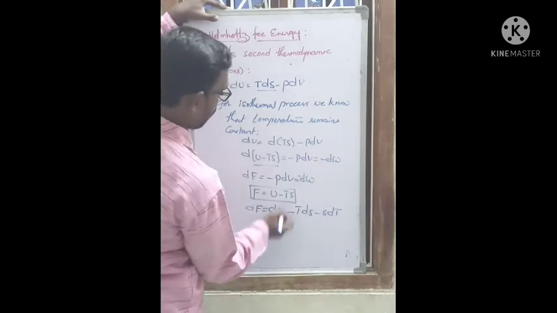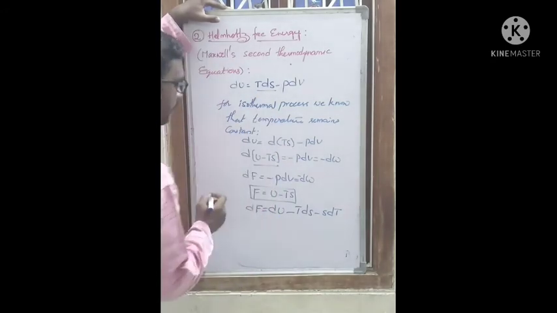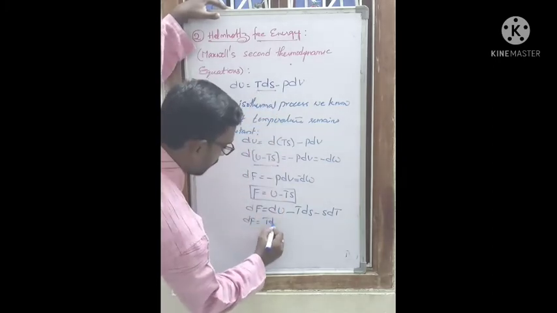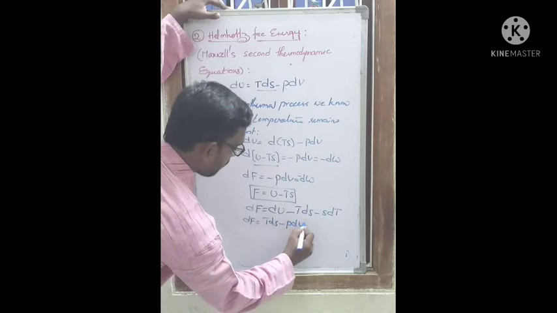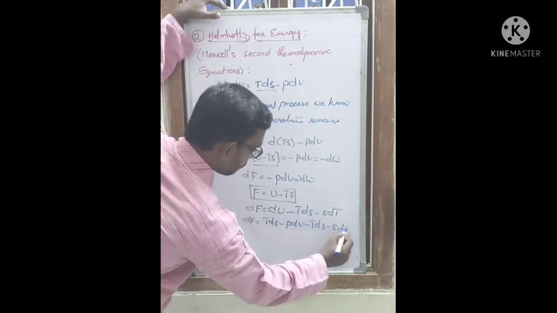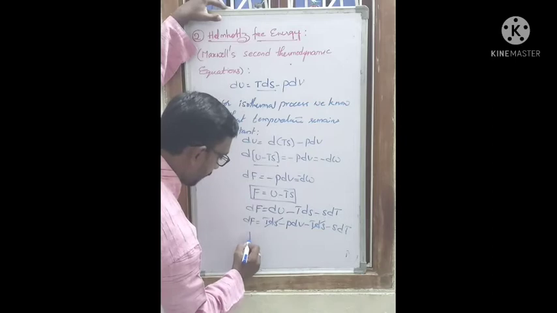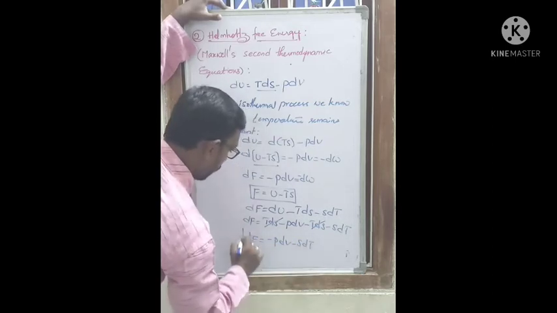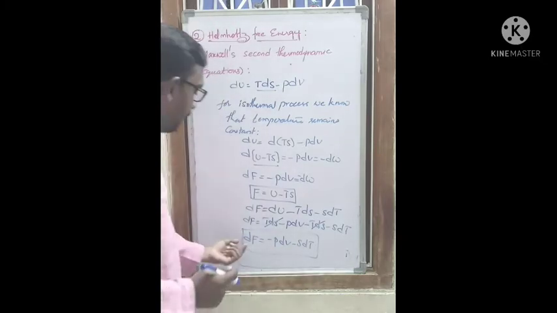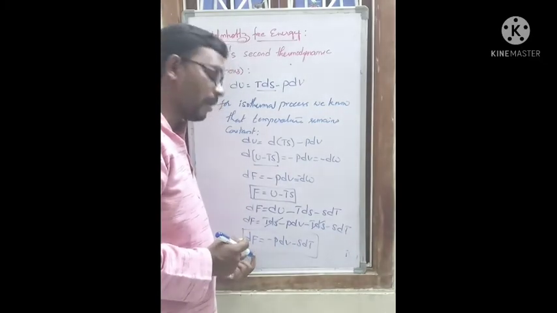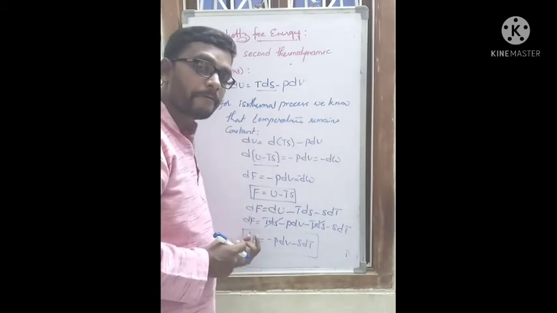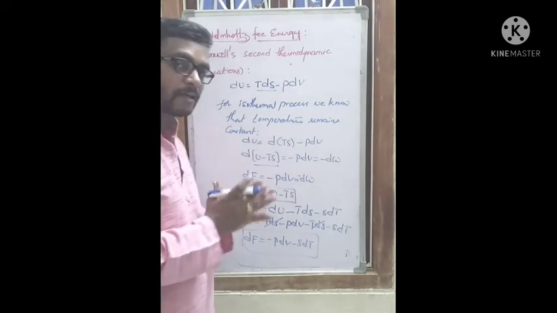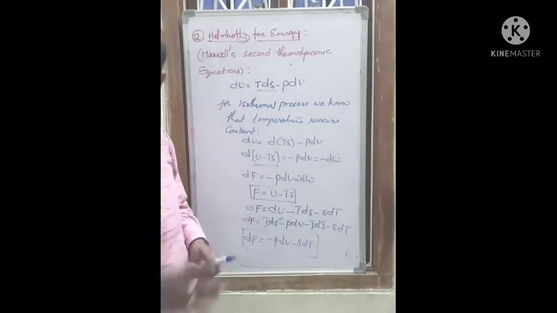Okay, so what is dU there? Already we got dU. Substitute the dU value here. Then what we get there? dF equal to TdS minus PdV minus TdS minus SdT. Right? So this one cancels. Finally we'll get dF equal to minus PdV minus SdT. What does it represent? Change in Helmholtz function, otherwise change in Helmholtz free energy.